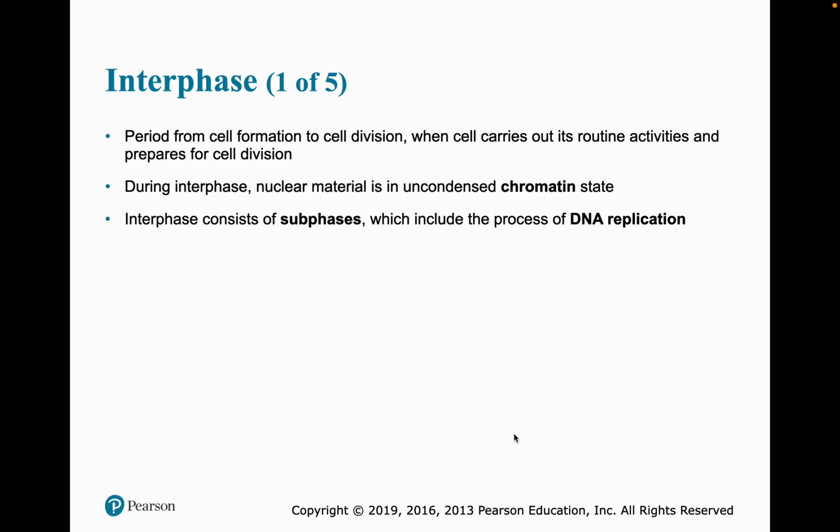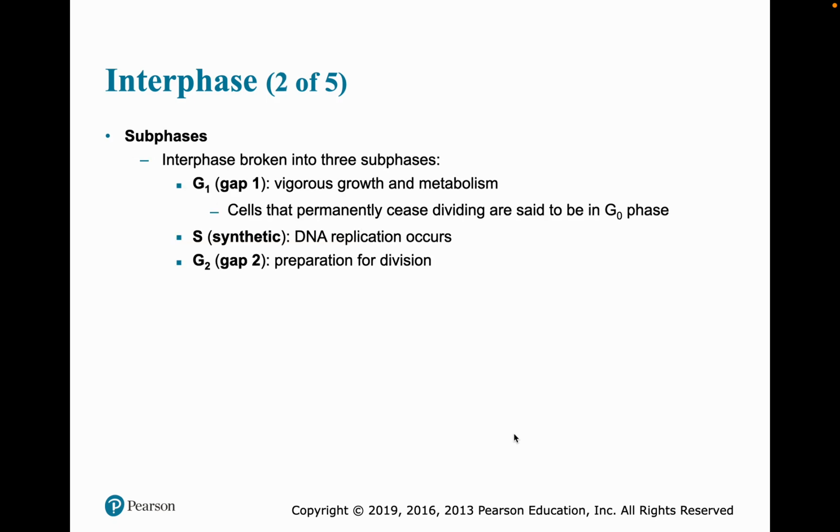So interphase is the normal part of the cell life cycle. If that cell is going to divide, then it will have subphases, which would include DNA replication. All cells would be in G1, Gap 1, and cells that cannot go beyond G1 are said to be in G0. The cardiac cells and nerve cells would be good examples of those.